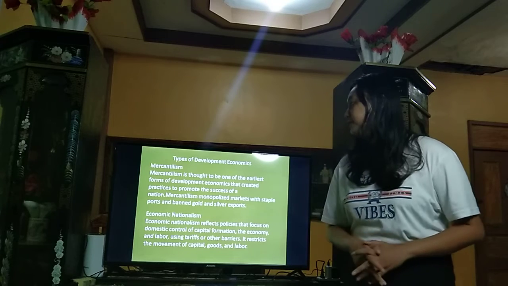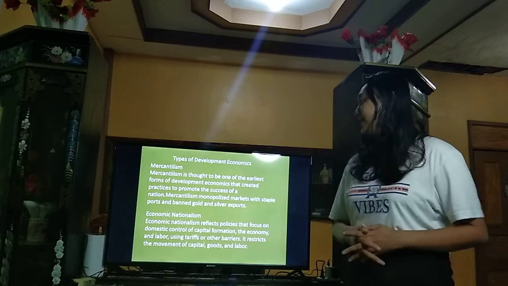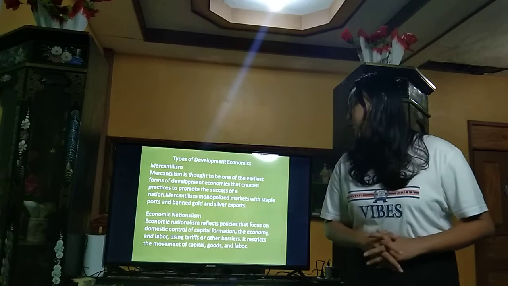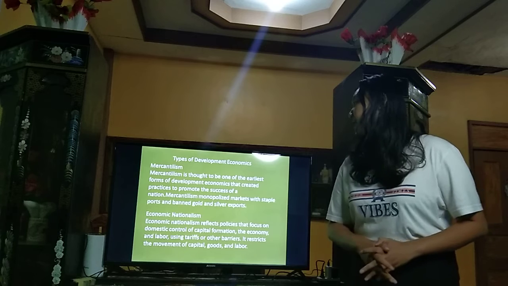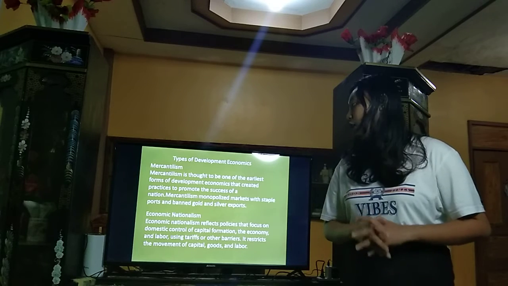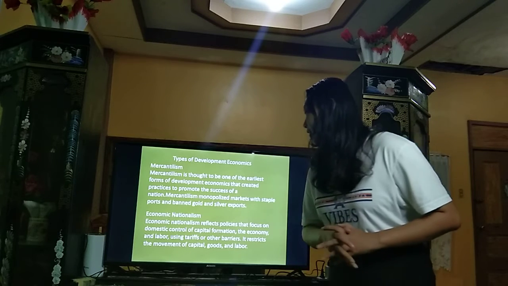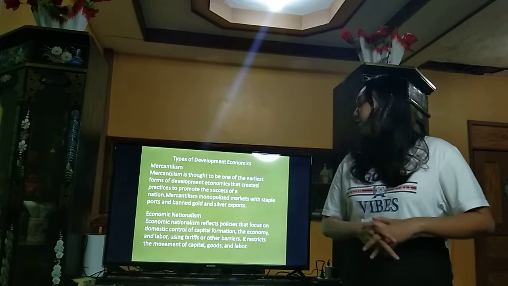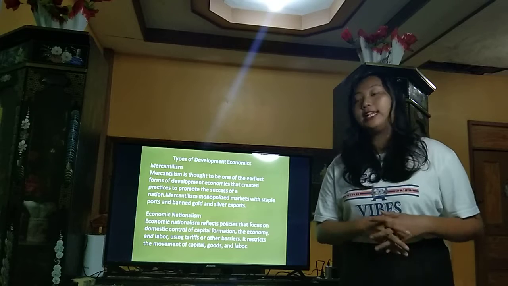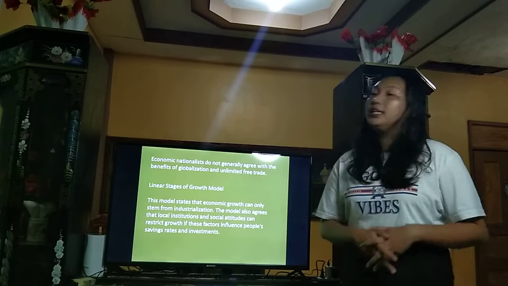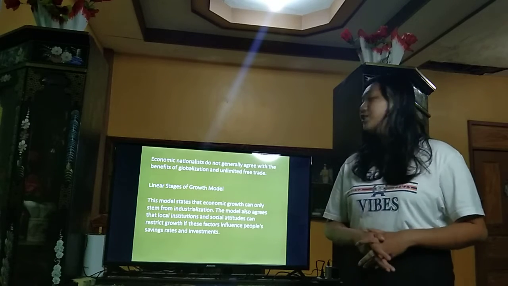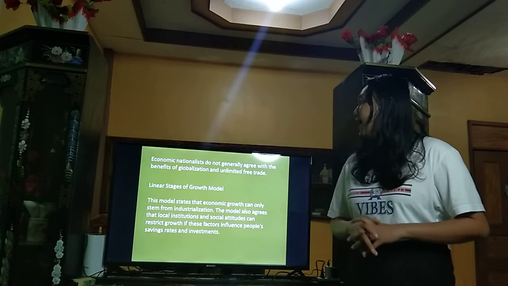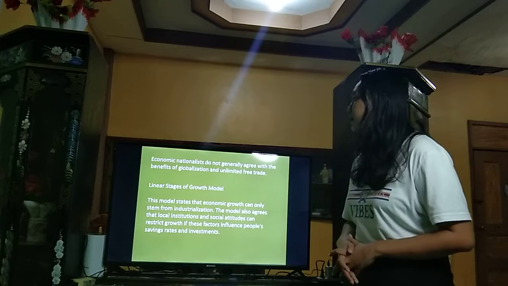Economic nationalism. Economic nationalism reflects policies that focus on domestic control of capital formation, the economy and labor using tariffs or other barriers. It restricts the movement of capital, goods, and labor. Economic nationalists do not generally agree with the benefits of globalization and unlimited free trade.